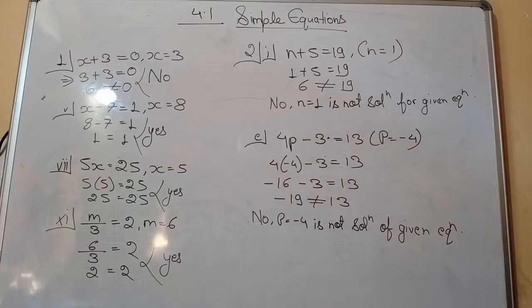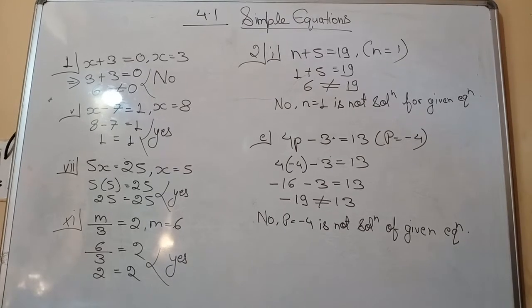Students, today we are going to start chapter number 4 named Simple Equation of class 7. So, moving towards the first exercise of chapter number 4, which is exercise 4.1. In the first question, what we have to do? Some equations are given and values for those equations are also given.